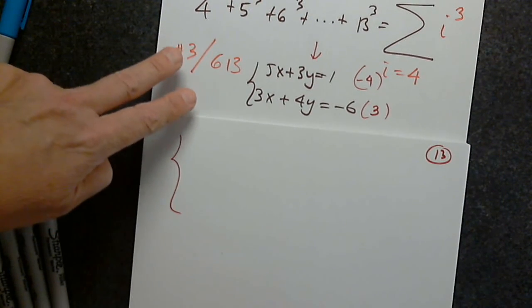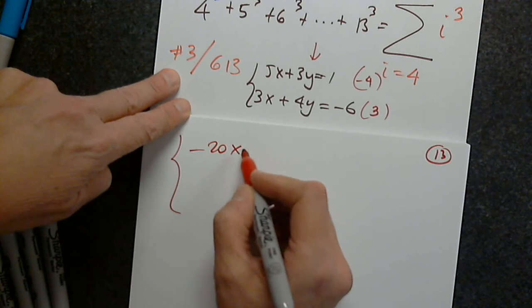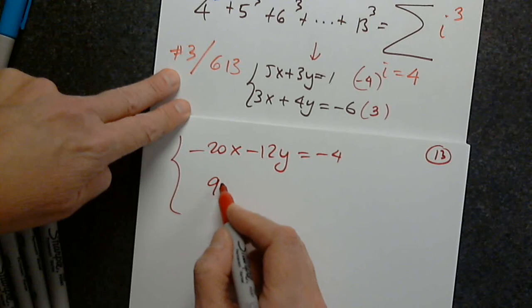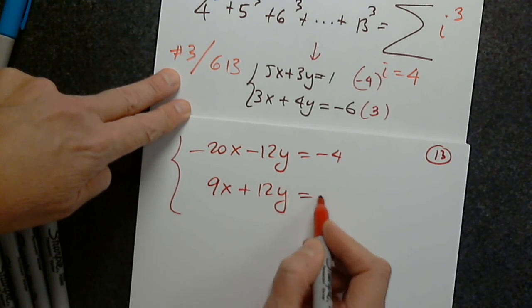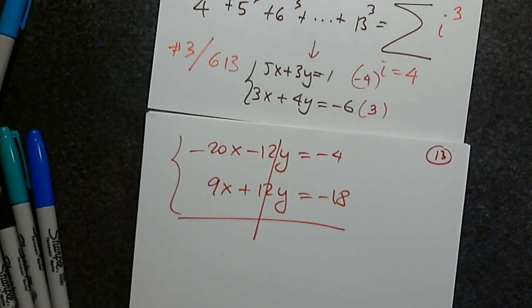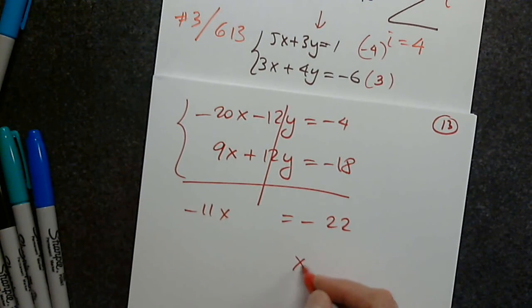Excellent. So, negative 20x minus 12y equals negative 4. 9x plus 12y equals negative 18. This is what we do in Gauss-Jordan, but we don't show it like this. We show the intermediate step. In Gauss-Jordan, we don't show the intermediate step. Okay, so this is negative 11x equals negative 22. Nice. X equals 2.